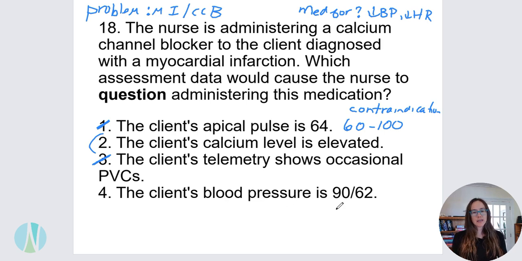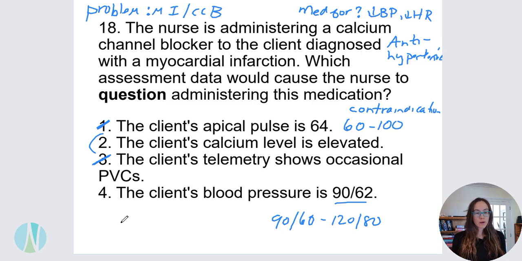The client's blood pressure is 90/60. Ooh, that's kind of low. Okay, and remember, it is an antihypertensive. So what's normal blood pressure? 90/60 would be the low end, up to 120/80. So that's really low, 90/60. So if I give this medication, it's definitely going to drop it because this med is an antihypertensive. So when do you hold antihypertensives? Well, you hold it if it's less than 100/60, and it is definitely less than that. So even if I wasn't sure about number 2, number 4 is absolutely the answer because I know what this med is for.